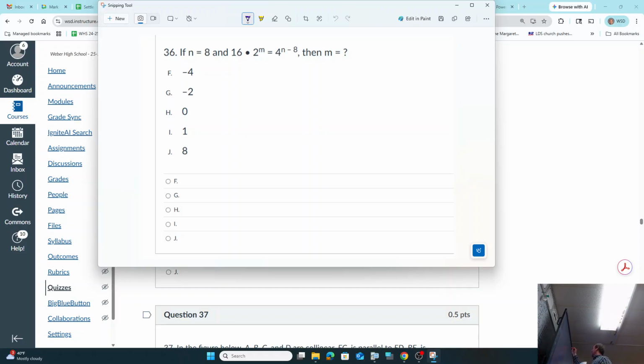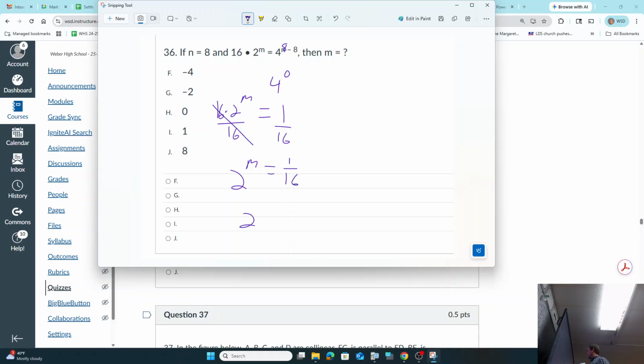Okay, if n equals 8, that's going to be 8 minus 8 is 0, and 4 to the 0 is just a 1. So what does m equal? Then we just divide by 16. Now we have 2 to some exponent equals 1 over 16.